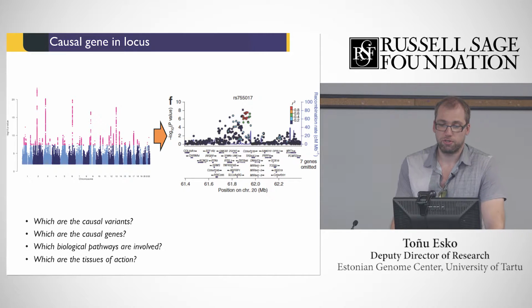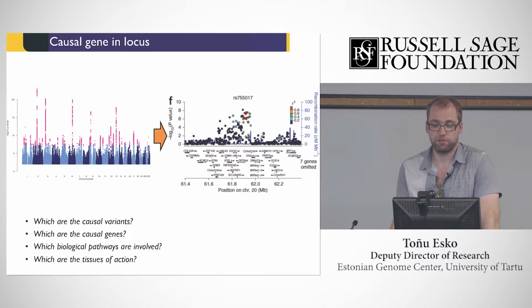But the aim of this lecture is to give you some tricks for how to define the causal variants or how to define causal genes, and then take a step further: what are the pathways or biological processes involved, and also what are the tissues of action for our phenotype.